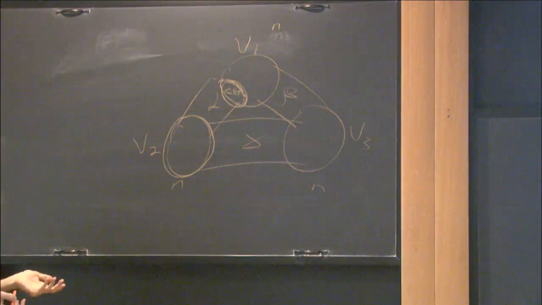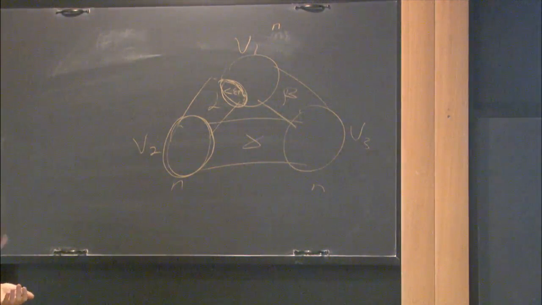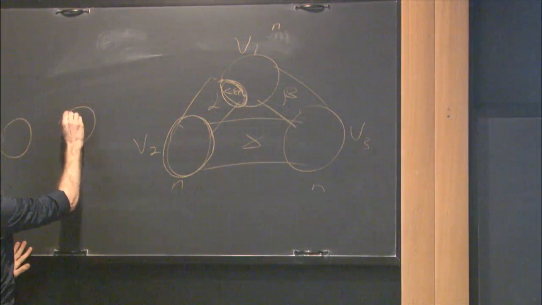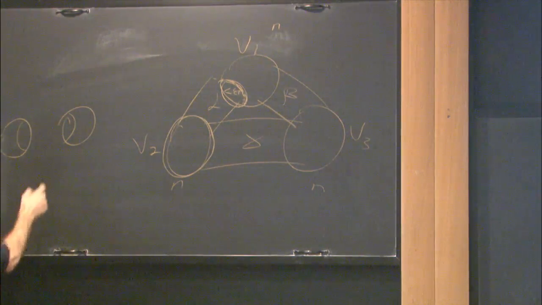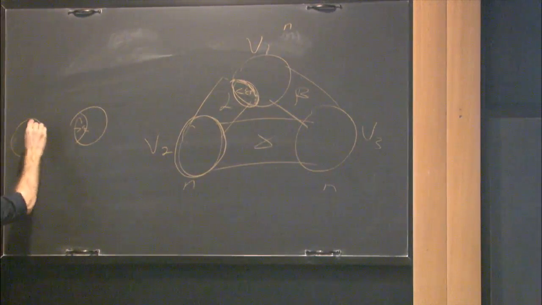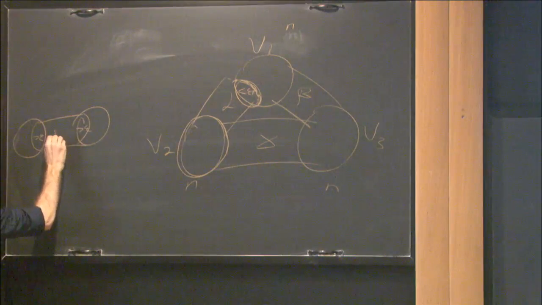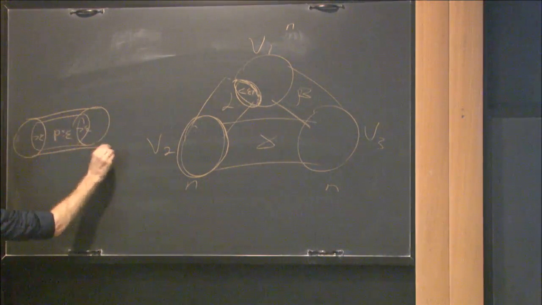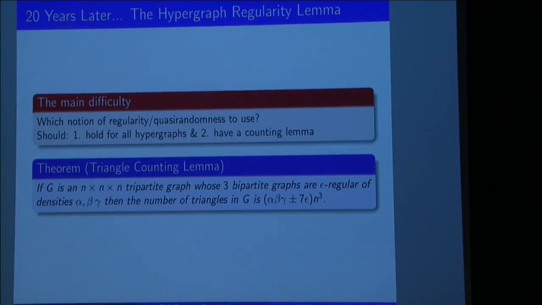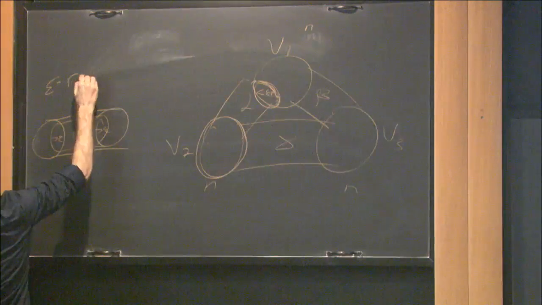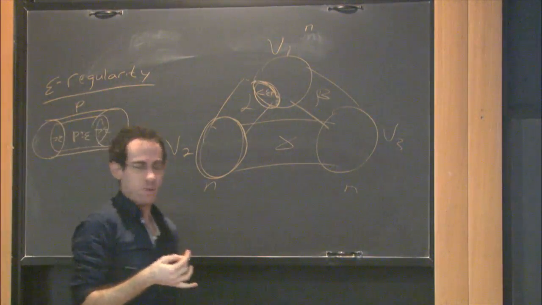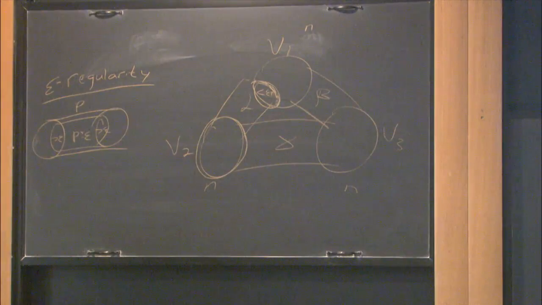This is the usual definition of epsilon regularity, but in fact, they're all equivalent. So while I'm at it, the usual way you define an epsilon regular graph would be that if you take two subsets of size epsilon n on each side, then the density between them would be p plus or minus epsilon, where p is the density of the entire bipartite graph. This is what is known as epsilon regularity of a bipartite graph. But as I said, it's not terribly important because it's equivalent to basically any other notion of quasi-randomness.